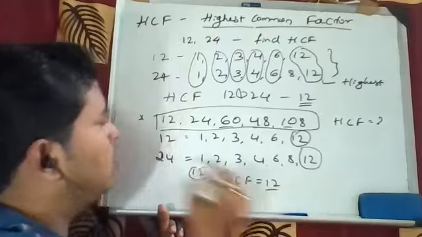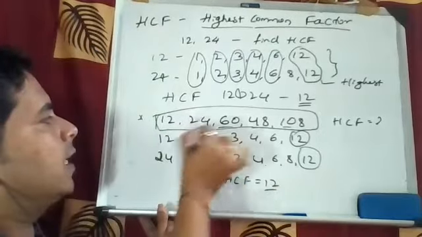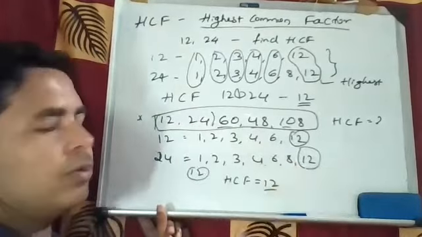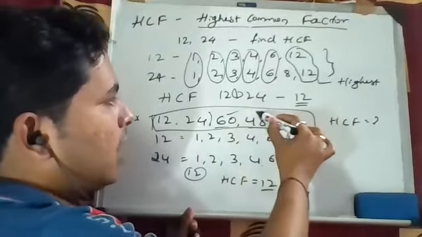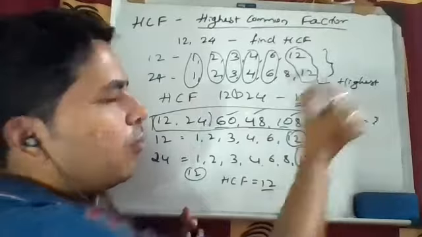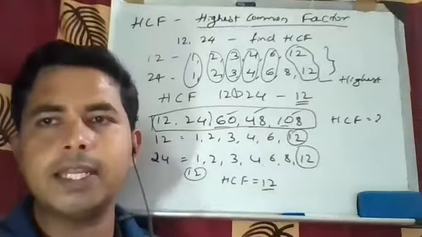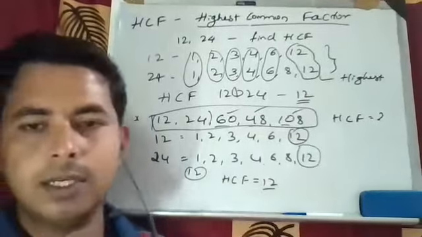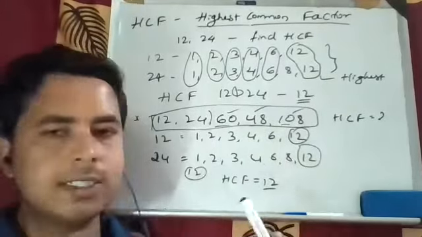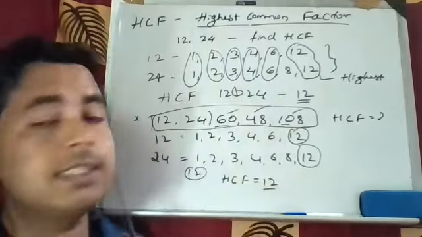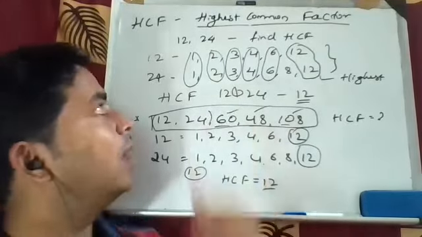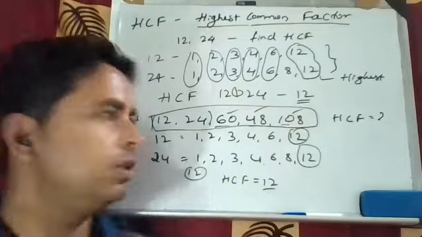Why 12? If you consider just the starting two, the highest common one will be 12. And if you write the multipliers of 60, of 48, and of 108, you will get the highest number which divides all the digits, which is 12. So for that reason I'll say the HCF will be 12. The highest common factor will be 12.